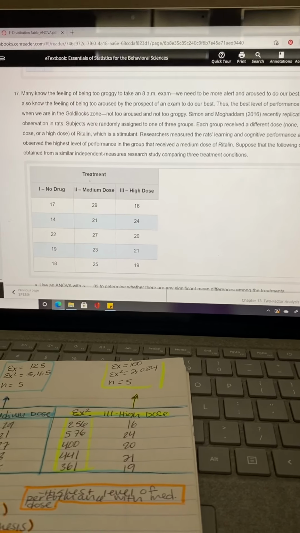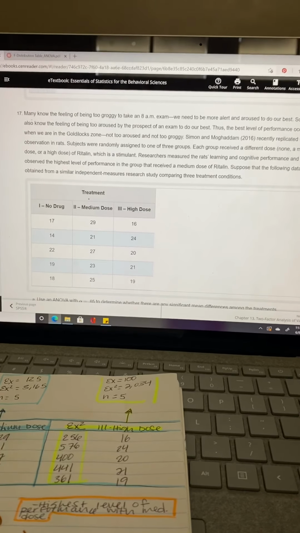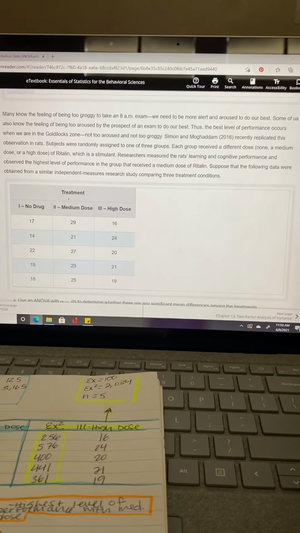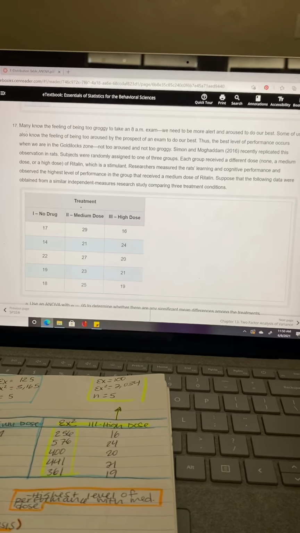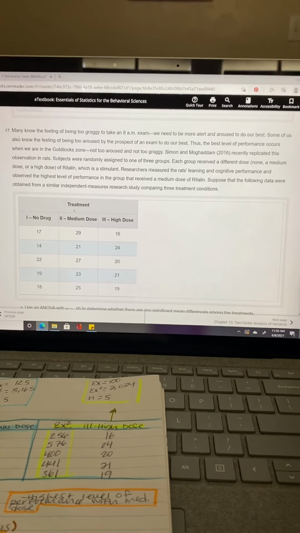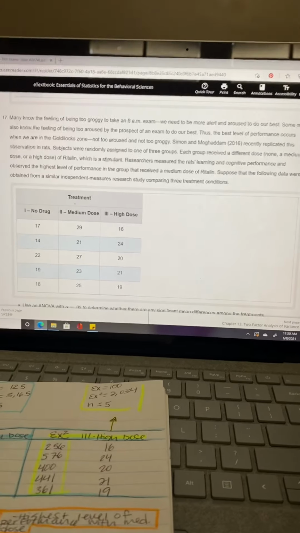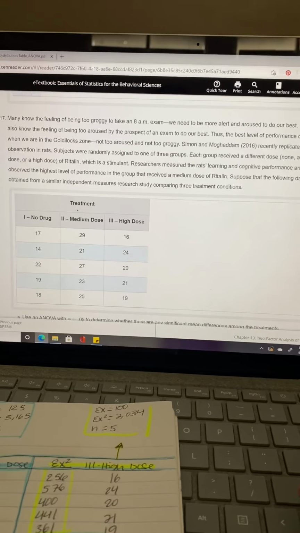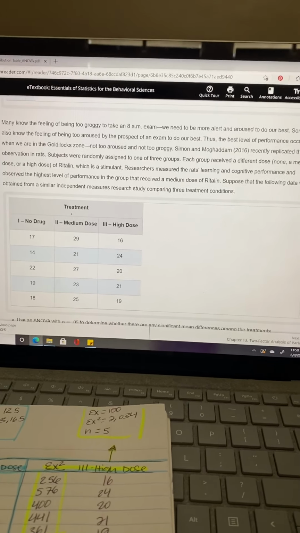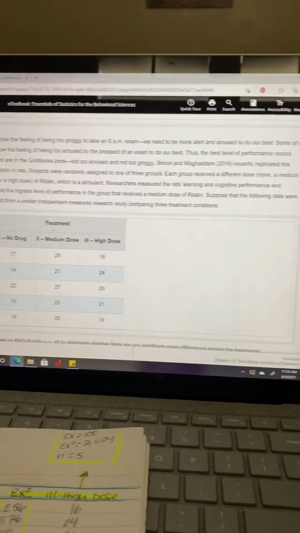So, though we know that this chapter is about ANOVAs, we have to be able to determine what we would use. The reason that we are using an ANOVA for this question is because we are comparing more than two treatment conditions. That is why we need to use the ANOVA. Right here it states at the bottom that the study is comparing three treatment conditions being no drug, medium dose, and high dose. So that's how we know that we're going to be doing the ANOVA.